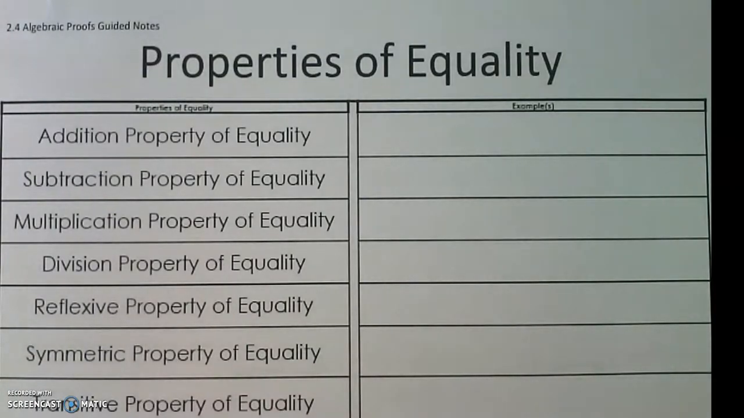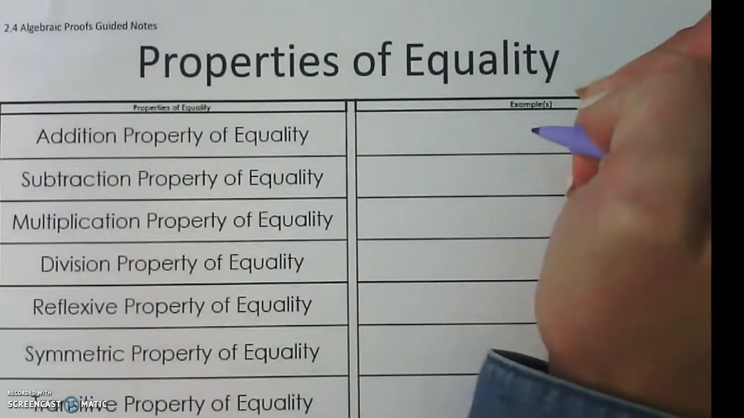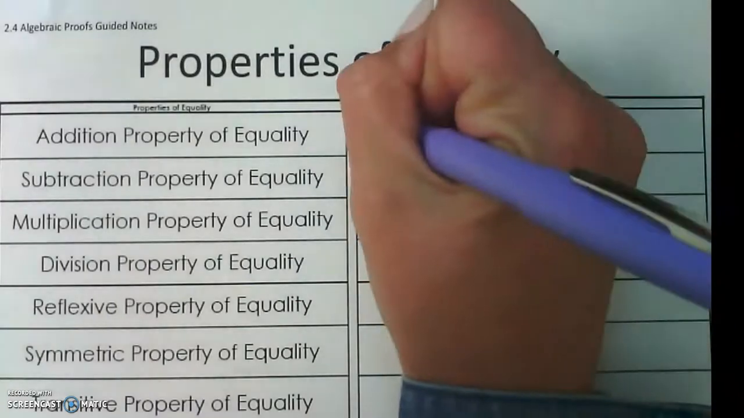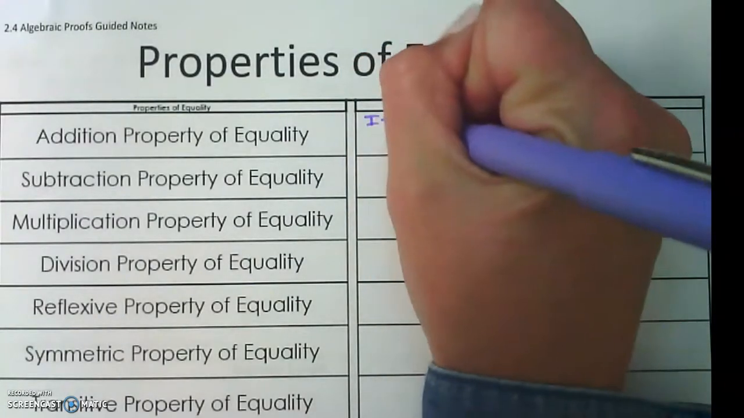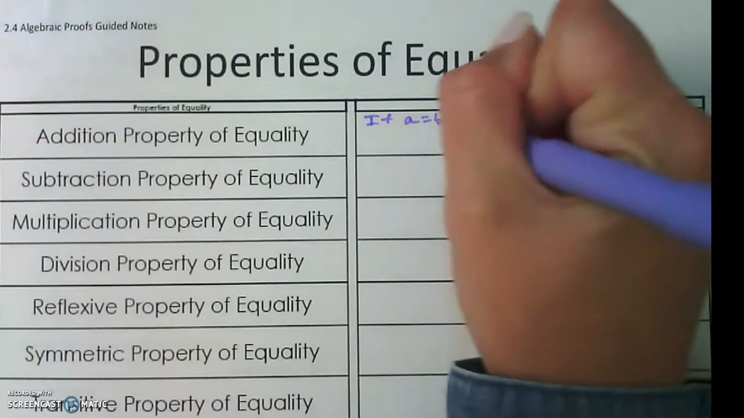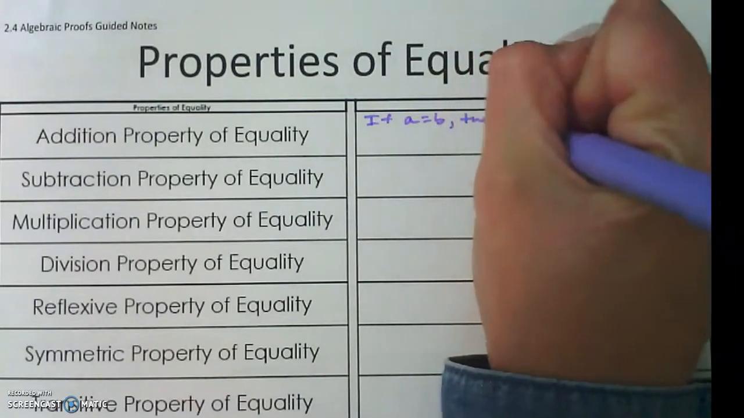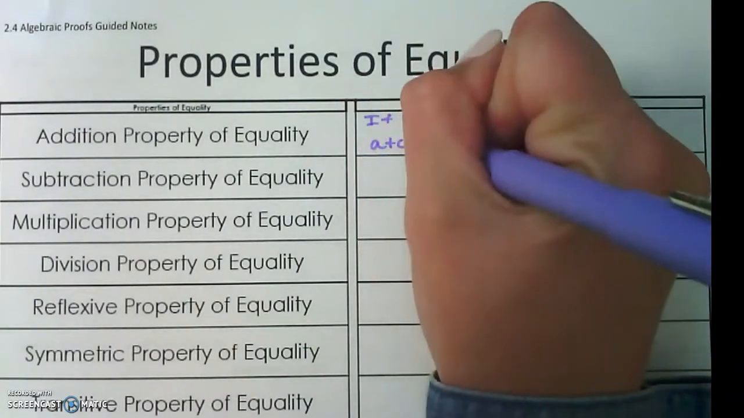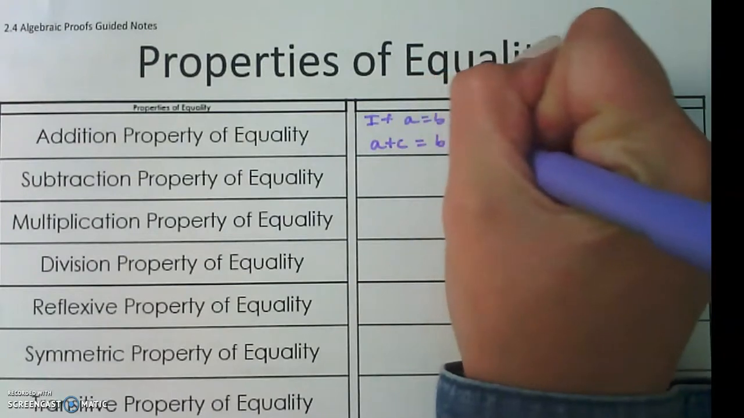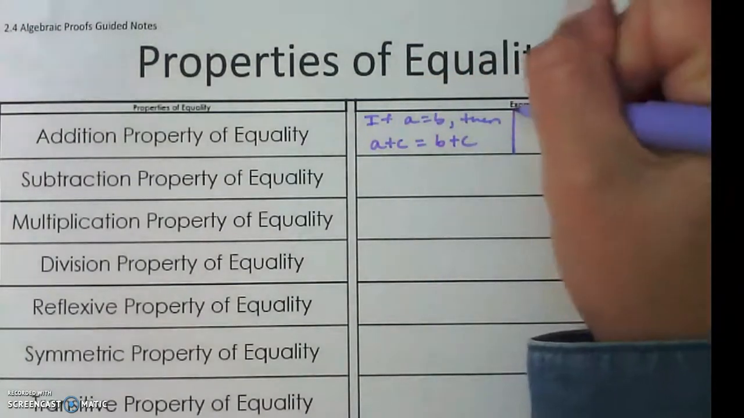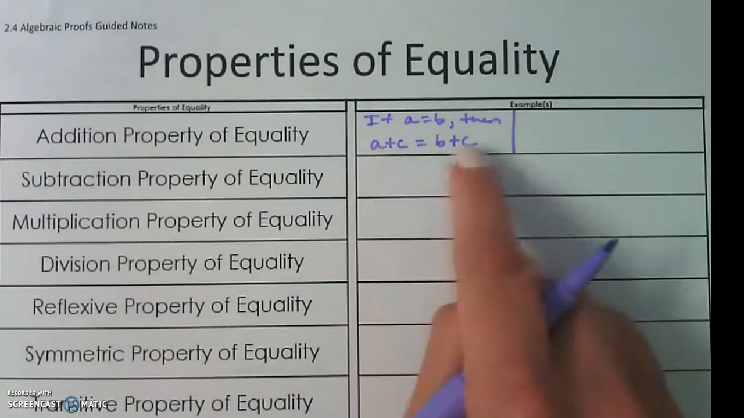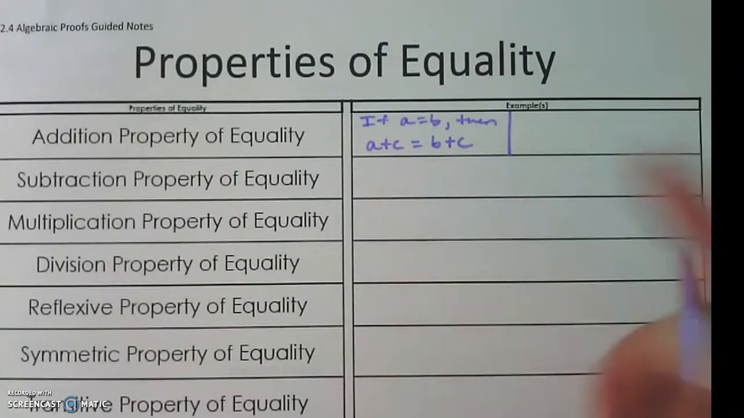It'll make more sense when we get to some examples on the back, but the addition property of equality just says if A is equal to B, then A plus C is equal to B plus C. So if we were to see an algebraic example of that, what we did to this equation was we added something to both sides. We added C to both sides.